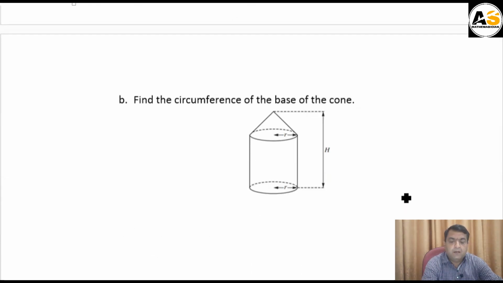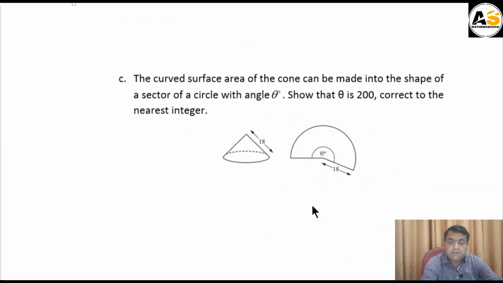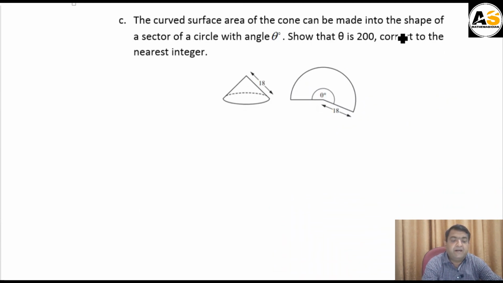This was easy. Now we have to find the circumference of the base of the cone. R is 10. Circumference of base of the cone is 2 pi r, which will be 20 pi. I hope this is clear. In the part third, the curved surface area of the cone can be made into the shape of a sector. This is curved surface area. This is cut along its length, height, and it's straightened to form this.